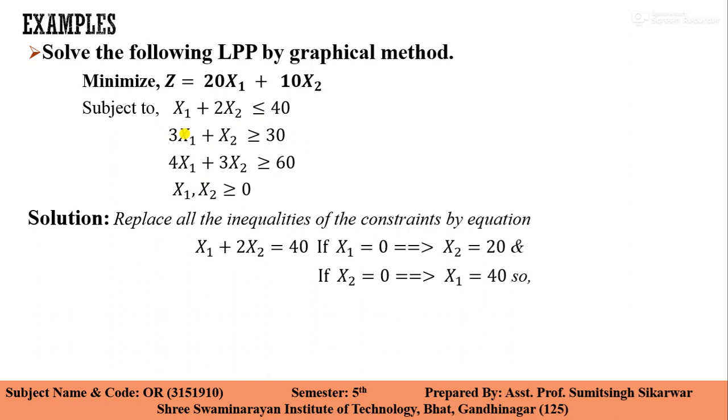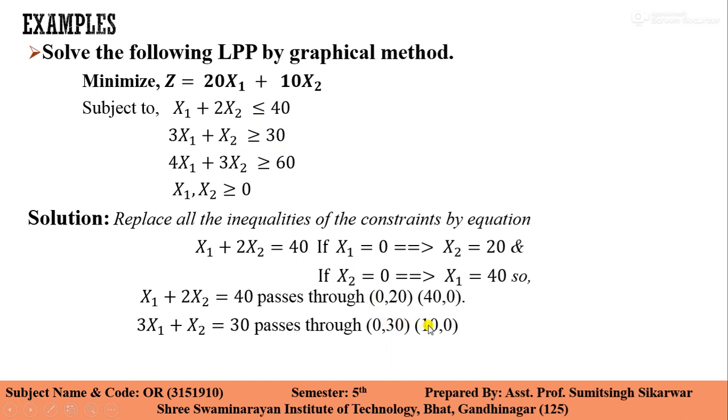So from this we can say that our first line passes through 2 points, 0, 40 and 40, 0. Similarly, 3x1 plus x2 equals 30 passes through 0, 30 and 10, 0. And our last line 4x1 plus 3x2 equals 60 passes through 0, 20 and 15, 0 points.